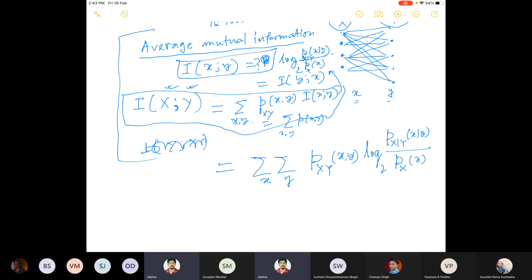Now, I can further write this down. In terms of these two probabilities, I can again write it as a product of these two. So I can write it like p(x) times p(y given x), and then this is log 2 of p(x given y) over p(x).